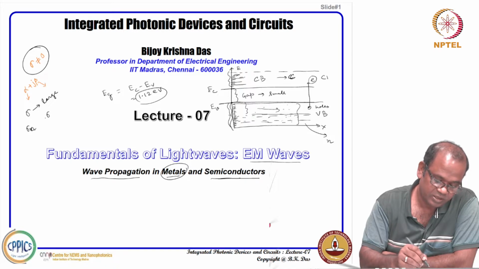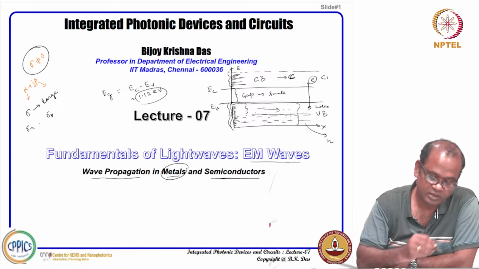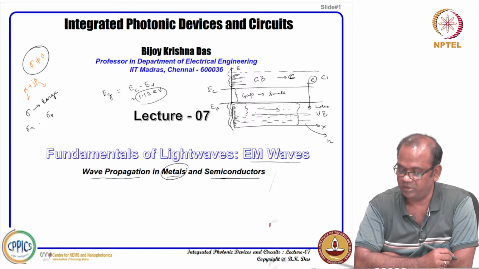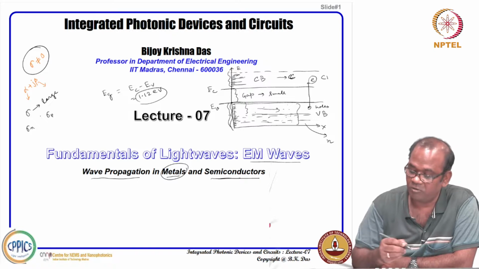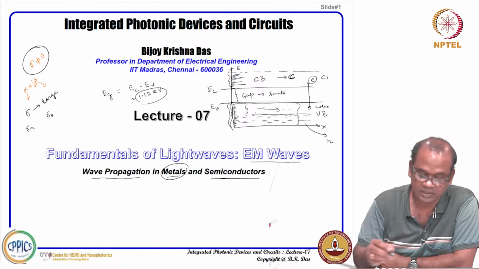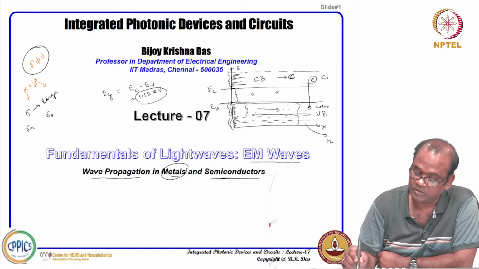So, we can say for electron we can write sigma N and for hole we can write sigma P. So, we can have conductivity. Okay. However, this conductivity you can control also. For example, if it is silicon, what happens?